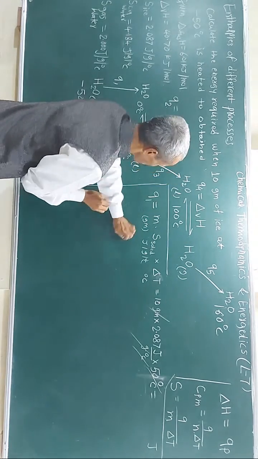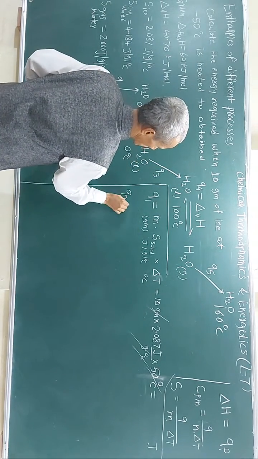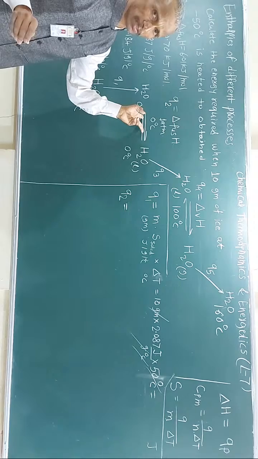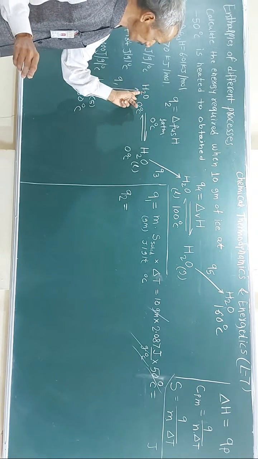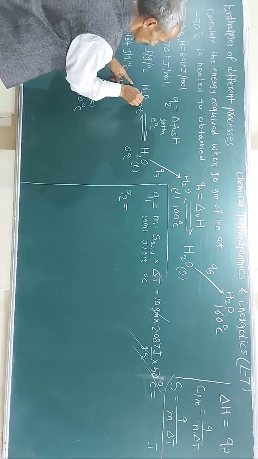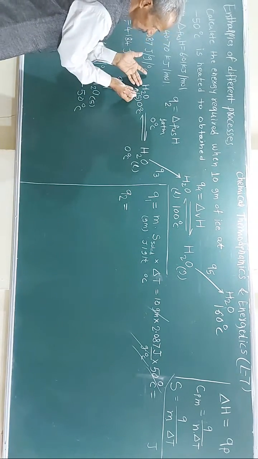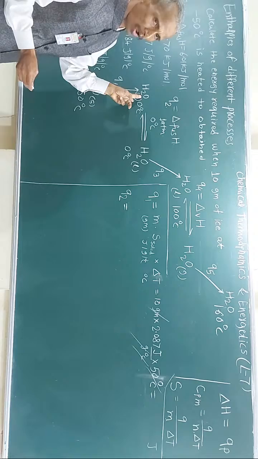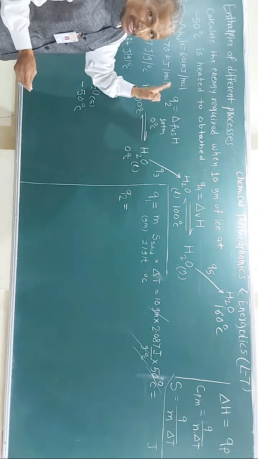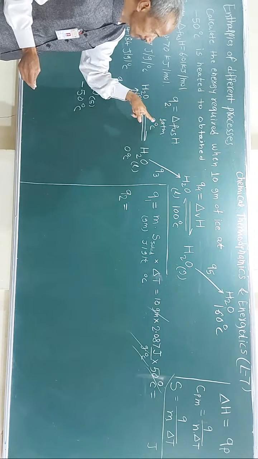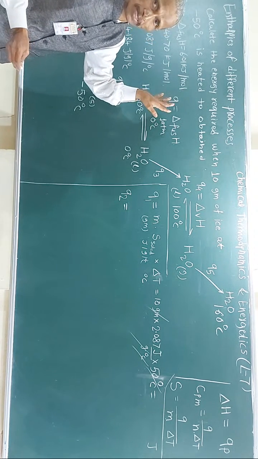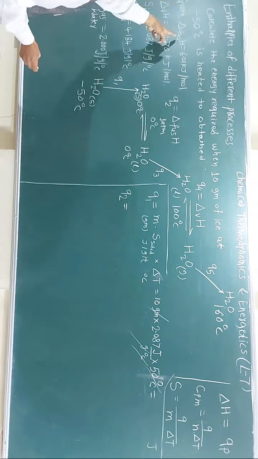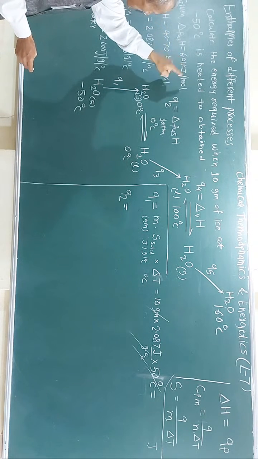Now consider the Q2. So what is Q2? That is the heat absorbed in the phase change. Phase changes from solid to the liquid. This is nothing but solid H2O at 0. The amount of heat absorbed by 1 mole of the solid at constant pressure and constant temperature is called the enthalpy of fusion. It is given in kilojoules per mole.